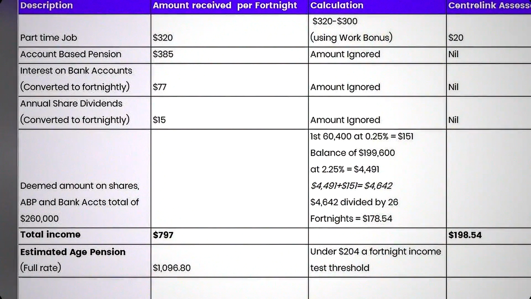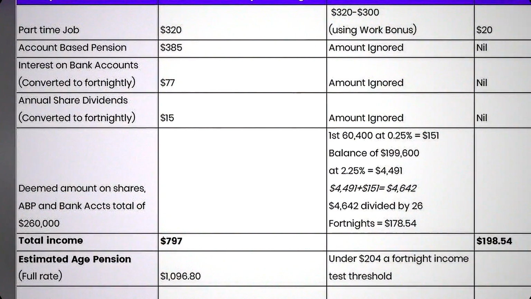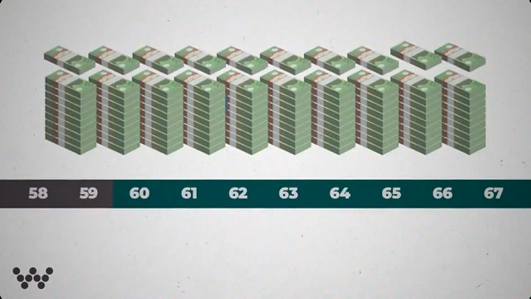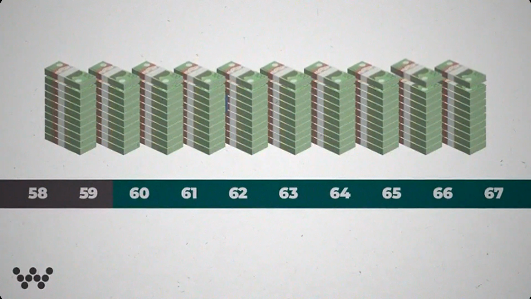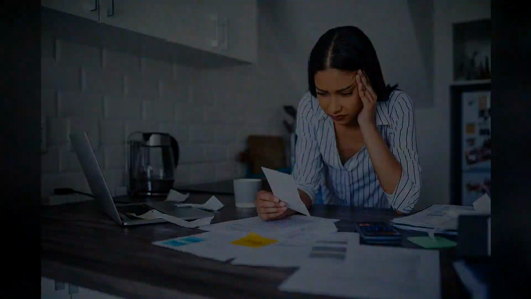But there is a second change at 60 that is equally powerful and even less understood. When you move your super from accumulation into a retirement phase pension, the earnings inside the fund also become tax-free. During accumulation, the fund paid 15% on investment returns. In pension phase, that drops to zero. The growth, the dividends, the interest, untaxed. This is capped by the transfer balance cap at $1.9 million under current legislation. Anything above that stays in accumulation, taxed at 15% on earnings.